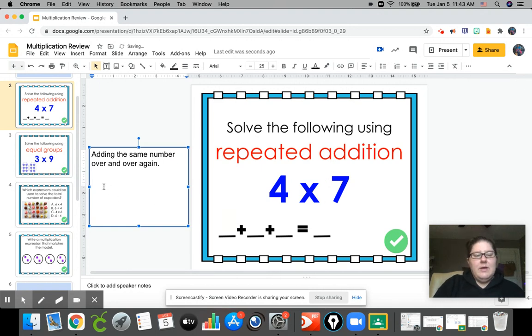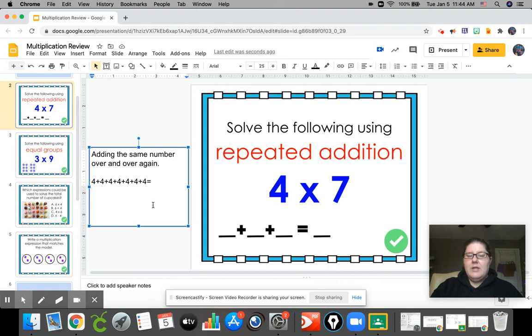So right below here, I'm going to write a repeated addition sentence. My repeated addition sentence is going to be 4 plus 4 plus 4 plus 4 plus 4 plus 4. So let me see if I've got 7. 1, 2, 3, 4, 5, 6. Oh, need one more. Plus 4. There we go. So this is my repeated addition sentence, and I've got 4 7 times. 1, 2, 3, 4, 5, 6, 7.